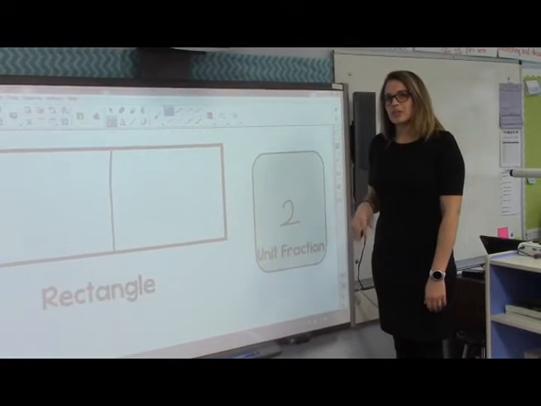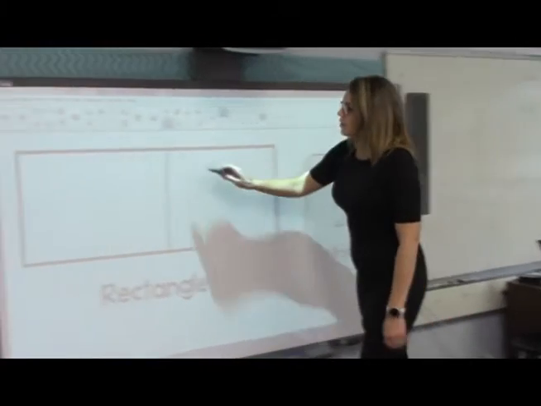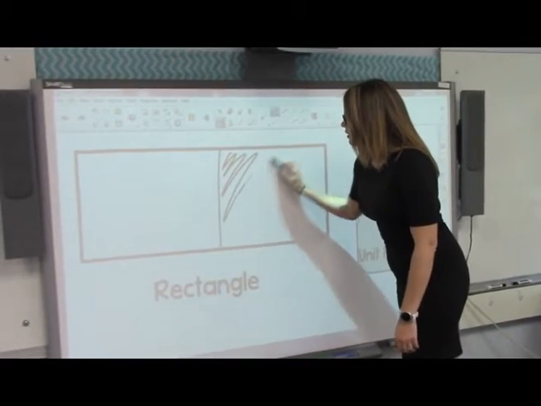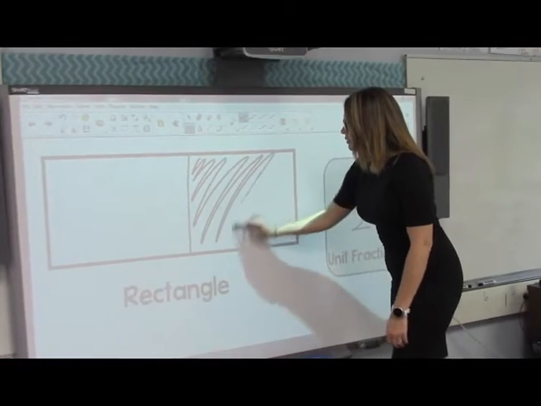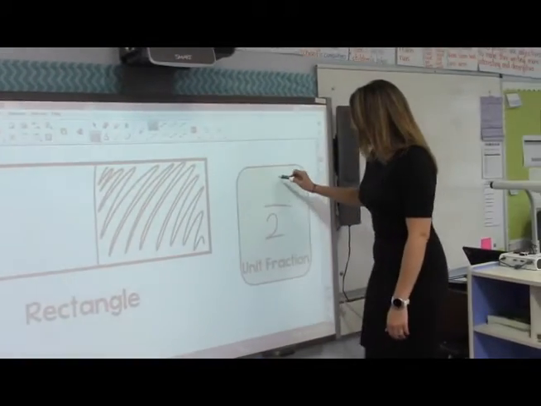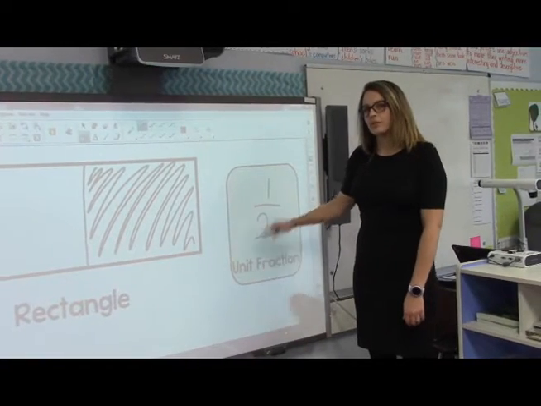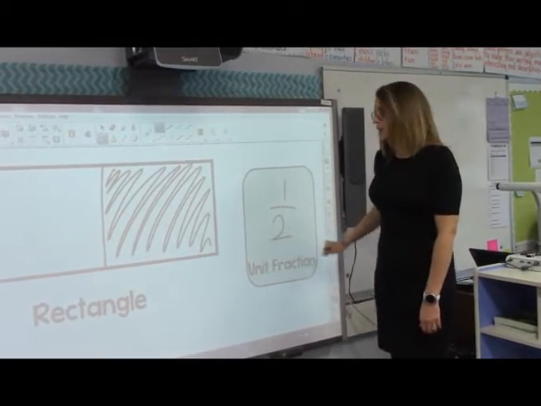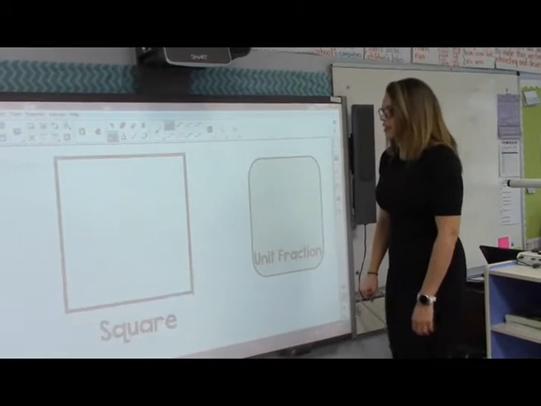The unit fraction is one part. So if I shade this part of the rectangle, the shaded area would be 1 over 2. So my unit fraction is 1 over 2. Let's try another shape to see if we understand.